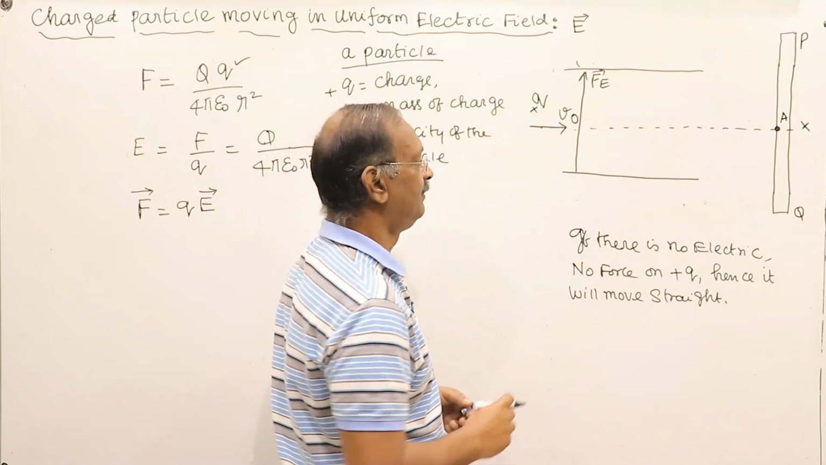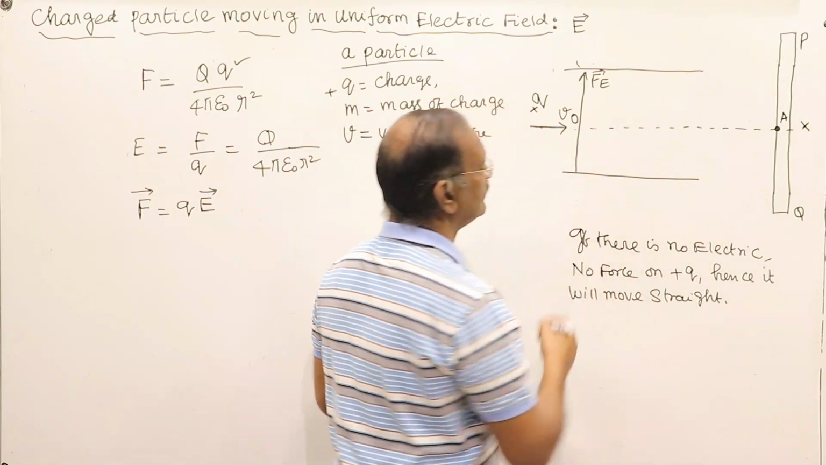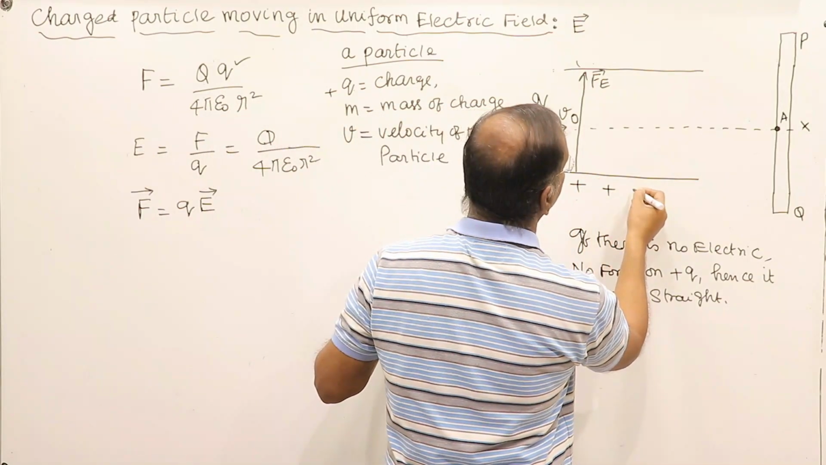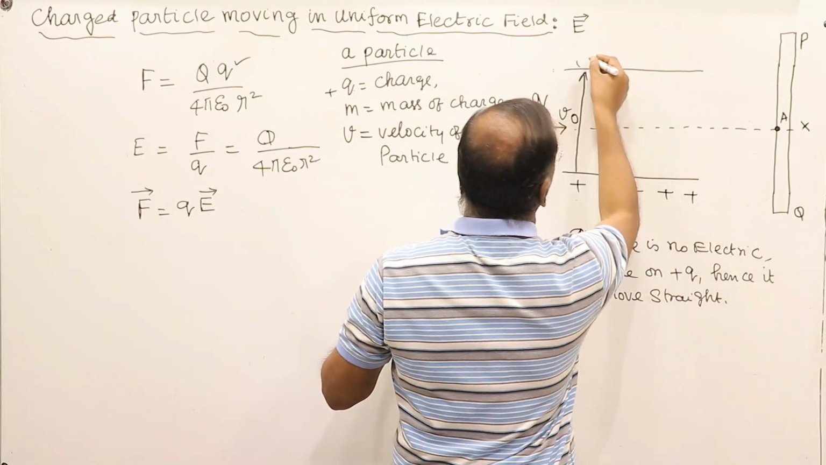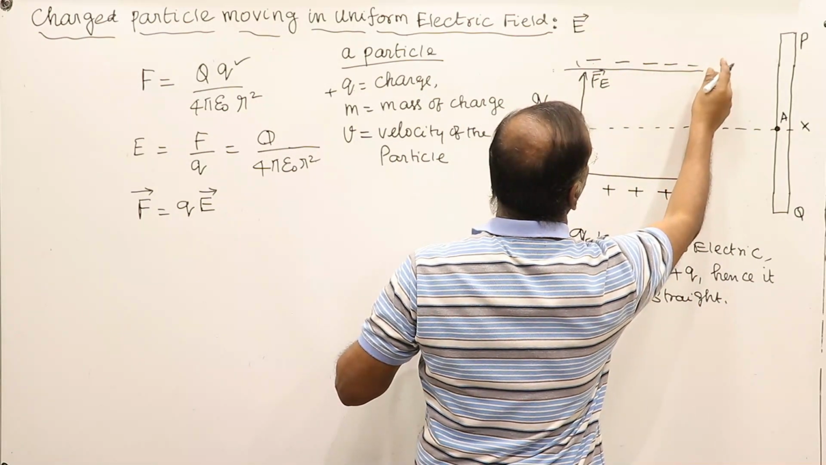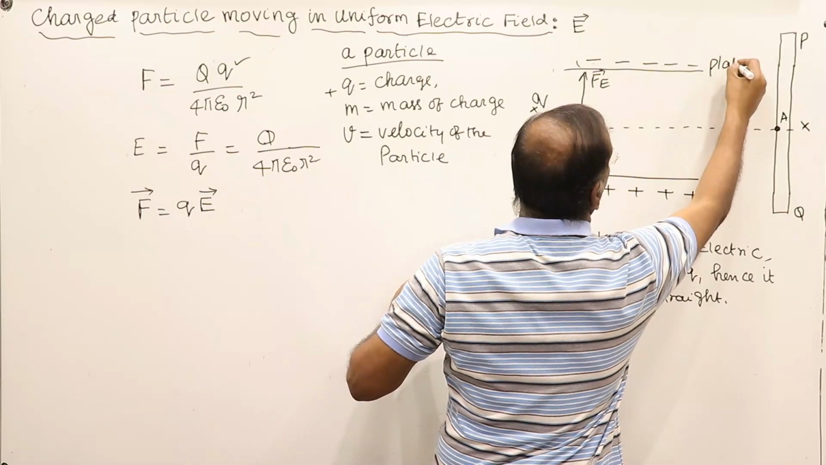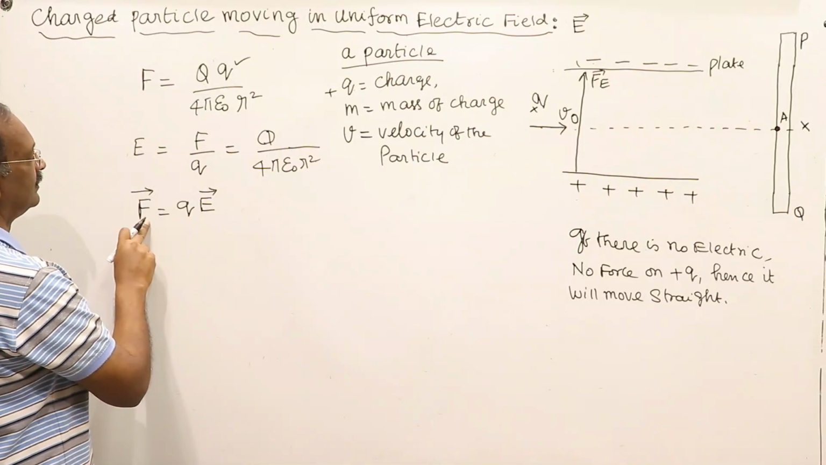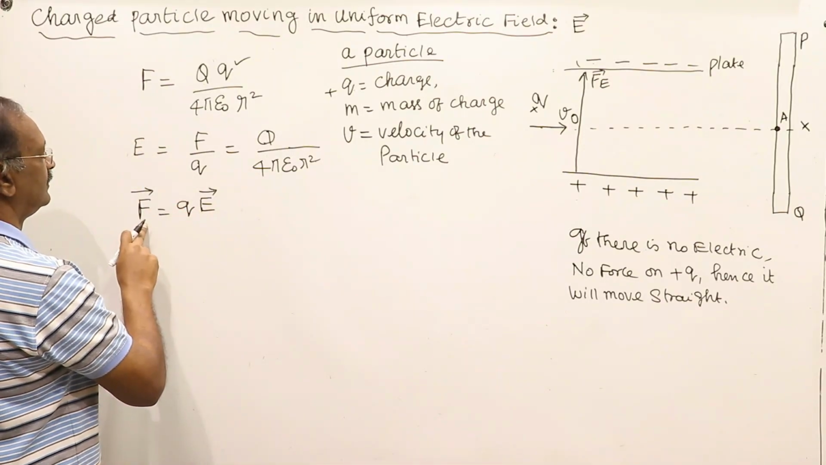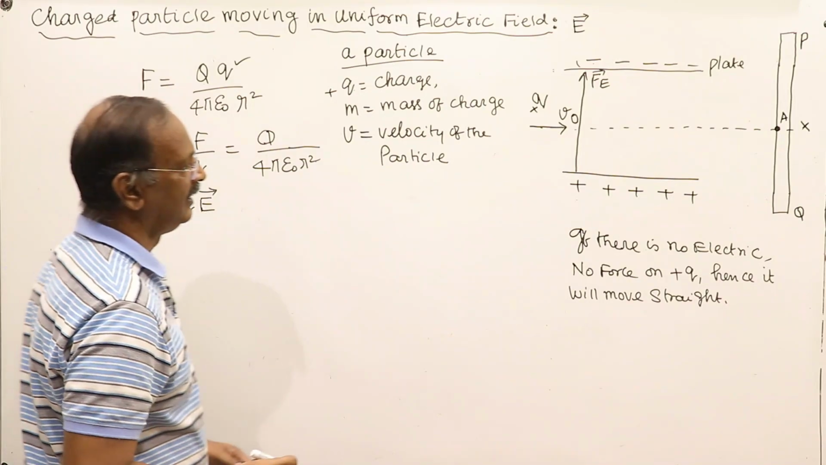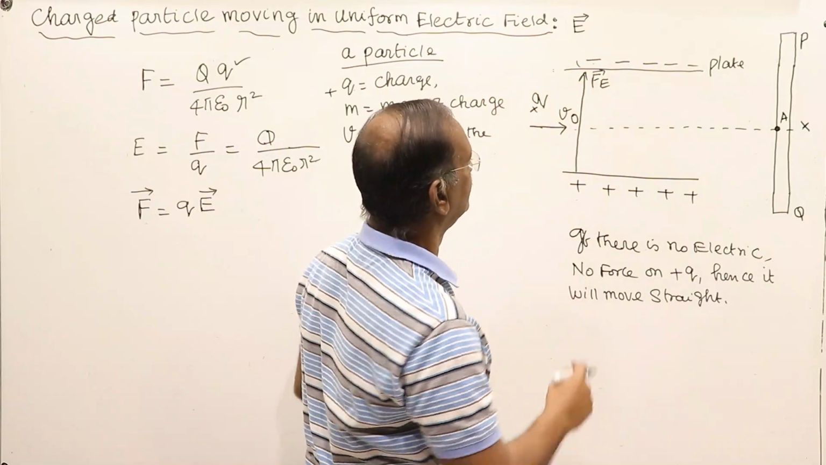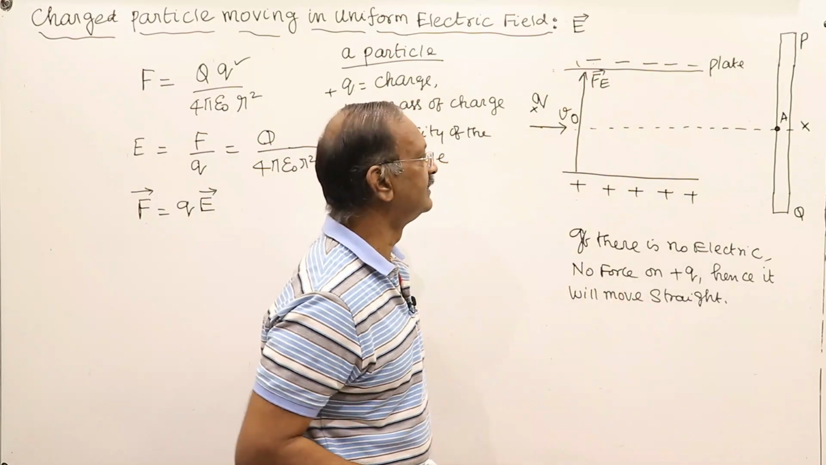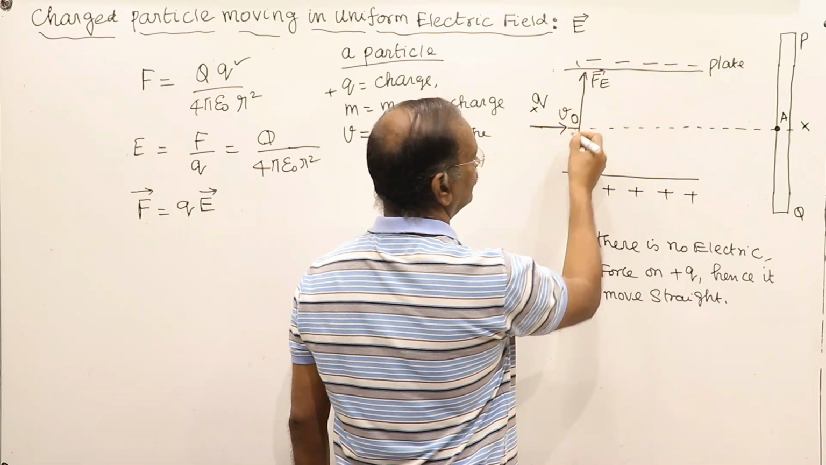Now we apply the electric field. The electric force is this way. This is the positive plate, and this is the negative plate. Since the force is always in the direction of the electric field, and the electric field is from the positive to the negative side, the force due to the electric field is in the upward direction. So the particle will experience a force.